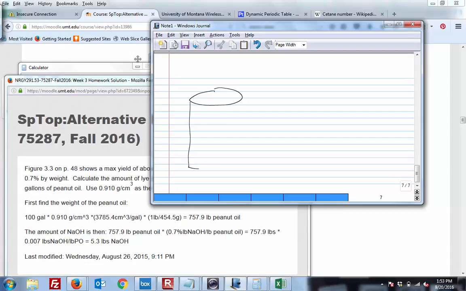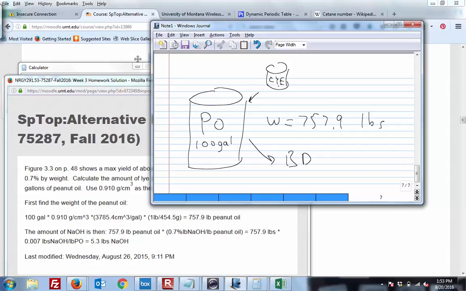And so, again, one of the easiest ways to look at this is to draw a picture. So here's your peanut oil, a big old vat of it. We know we've got 100 gallons of it. We just weighed it, and we know that the weight equals 757.9 pounds. Now you've got this little bucket of lye over here, and when you stick some of it in there, you're going to get your biodiesel out. The question is, how much lye do you put in?